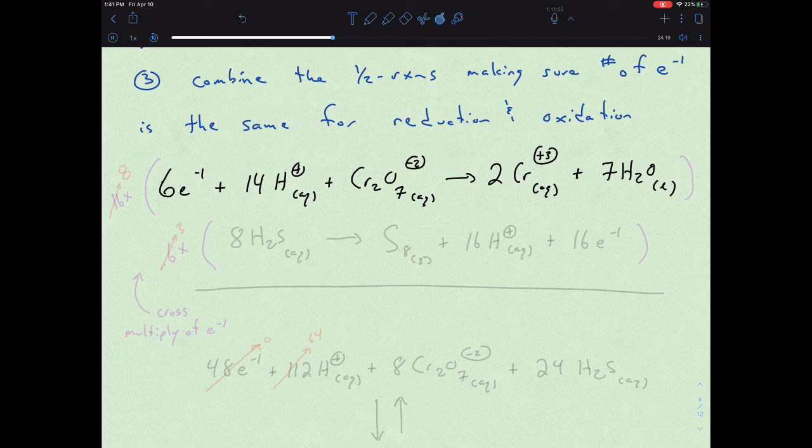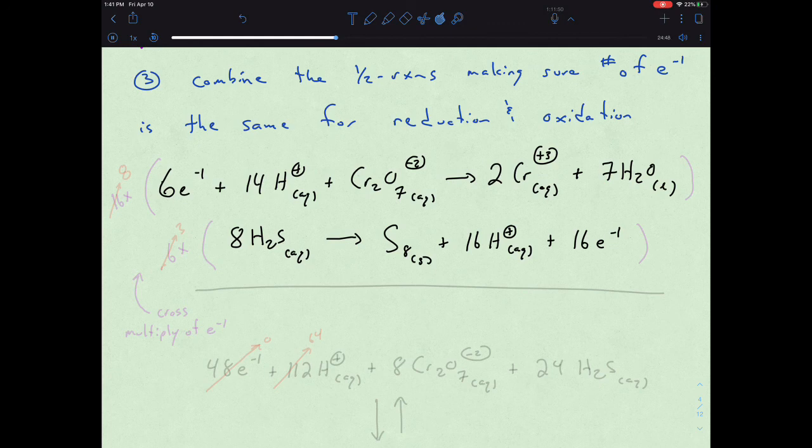And then we just did the oxidation half reaction, so that's looking at our sulfurous acid to produce our S8, as well as 16 protons and 16 electrons.